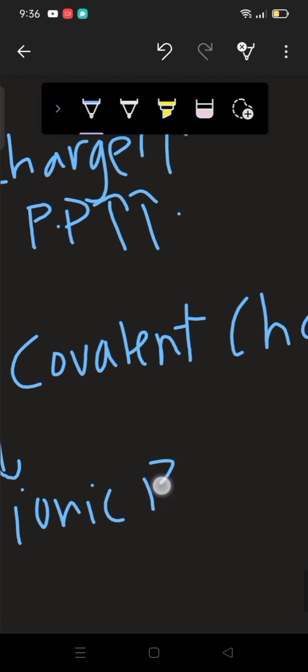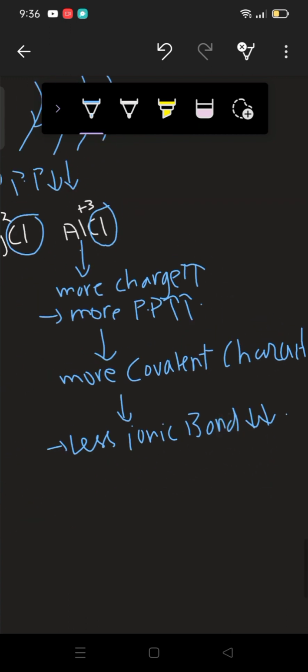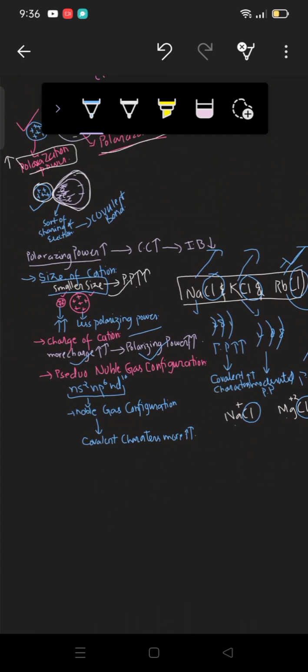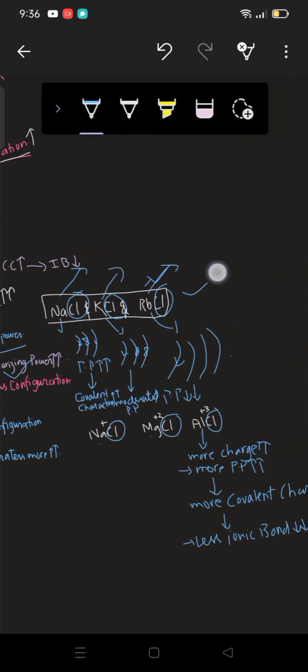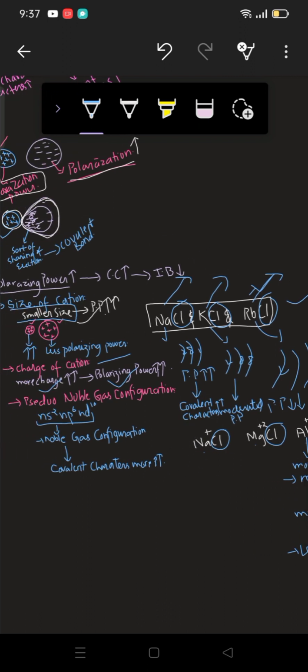Now do you understand how we identify which one is more ionic and which one is more covalent? This is a qualitative rule. We just compare. We cannot identify how much covalent character we have; we can only see how much covalent character a compound has in comparison to another ionic compound. Okay, so this was all for today. In the next video we're going to learn the conditions with respect to anion.